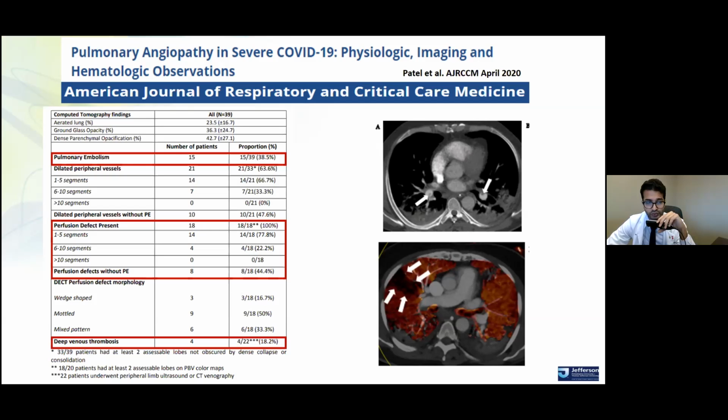They also used, interestingly, dual energy CT, which can actually give you more tissue characterization and perfusion information, which revealed that perfusion defects were very common. In fact, all 18 patients that they looked at for perfusion defects had some kind of perfusion defect. And not all of them had a PE, which also raised the question whether this was microthrombosis, just not visible on your routine PE scans.